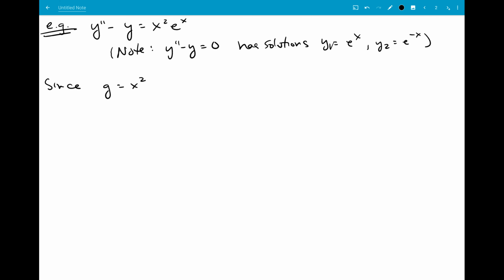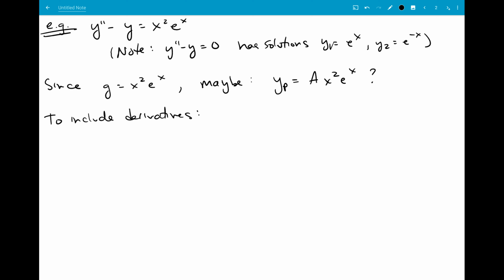So since g is equal to x squared e to the x, my first rule says maybe y sub p would be a times x squared e to the x. But to include derivatives, I'm going to go ahead and say, okay, the derivative of x squared e to the x is going to give me 2x e to the x plus x squared e to the x. And so I had started out with an x squared e to the x term, and now I also have an x e to the x term. This one is the same as before, so it doesn't really do anything for me.